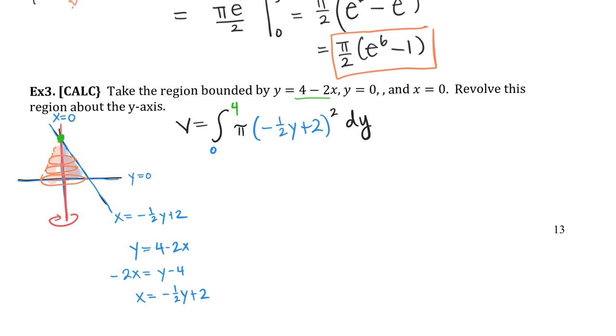This is a calculator active problem, so I'm going to go ahead and put this in my calculator. When I put it in my calculator, I got about 16.755 cubic units. I'll call it units cubed.